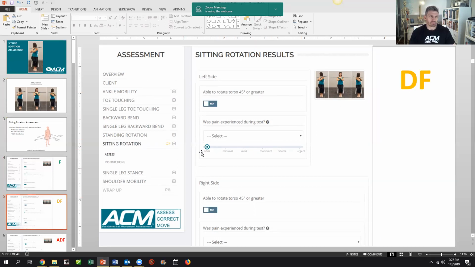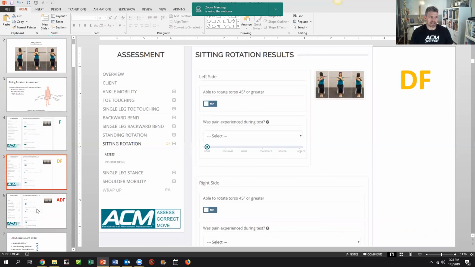Someone who's not able to rotate 45 and 45 in both directions, if it's even or if it's restricted but both are at less than 45, then we would consider that dysfunctional. It's symmetrical, which is a good thing, but it's dysfunctional because they're not getting 45 degrees.